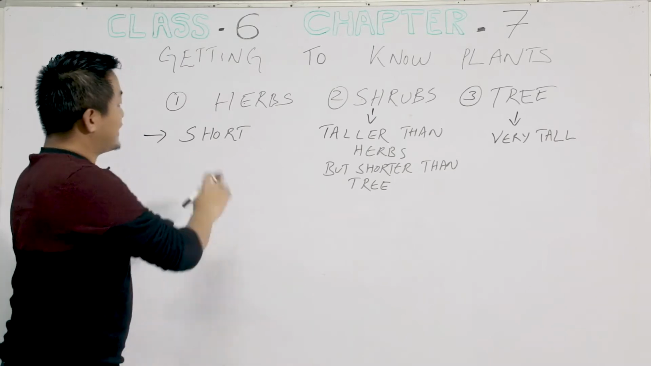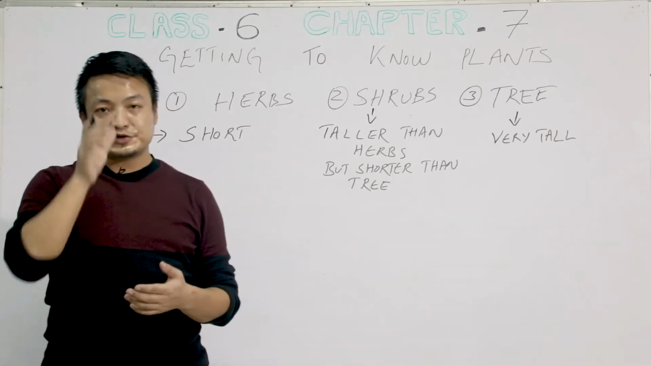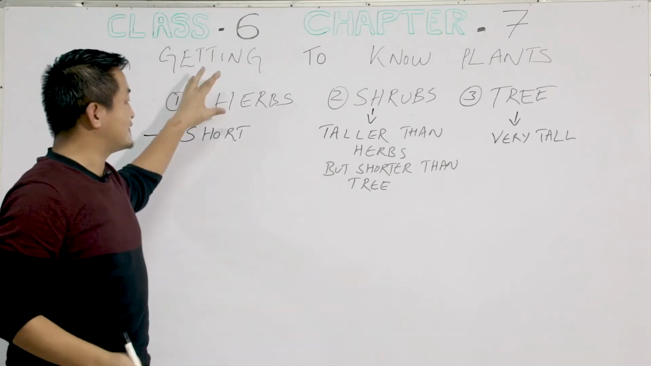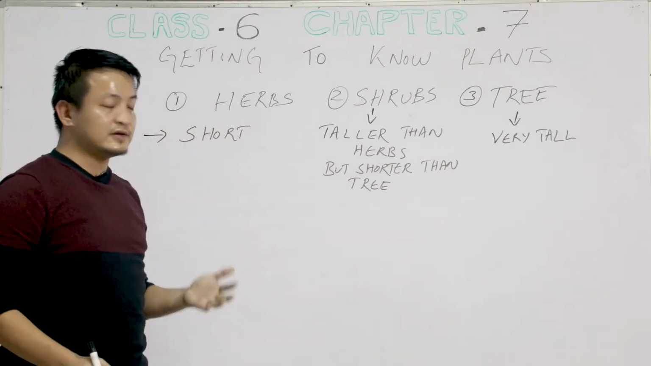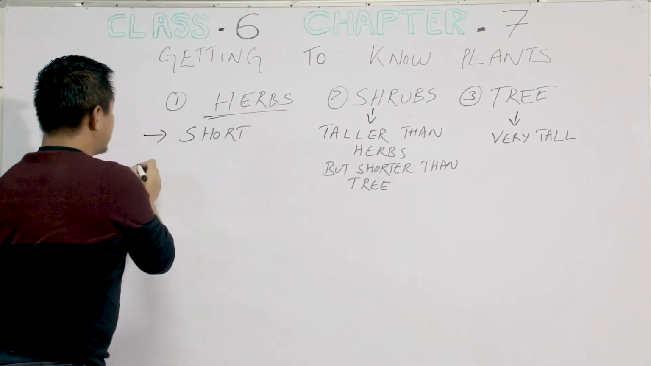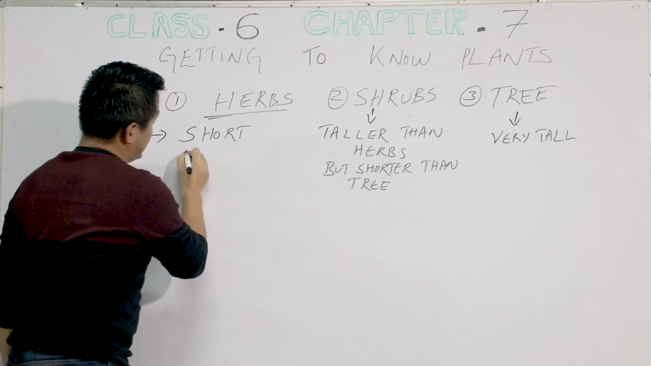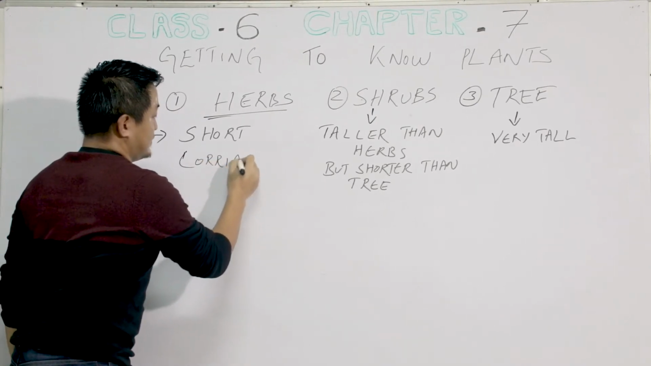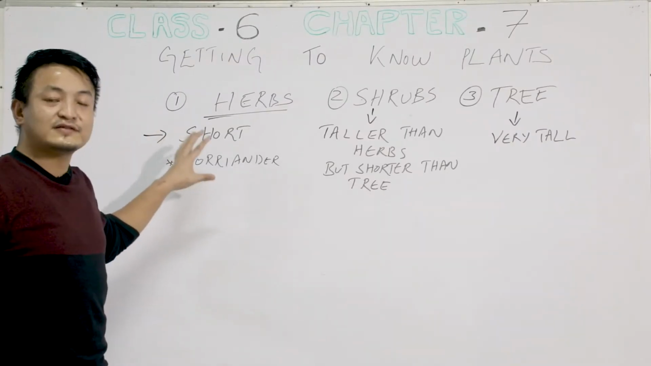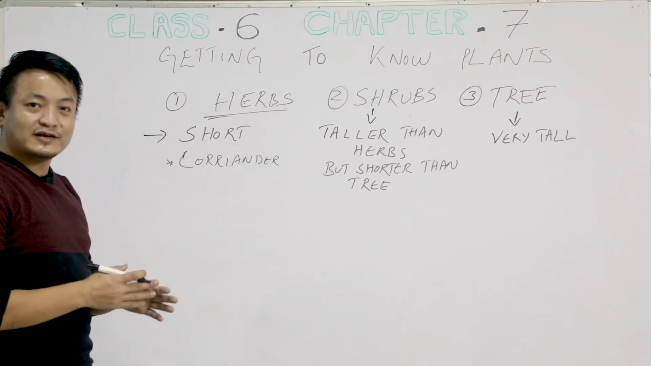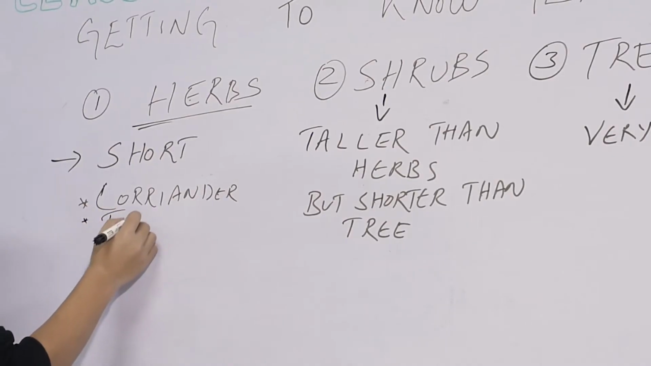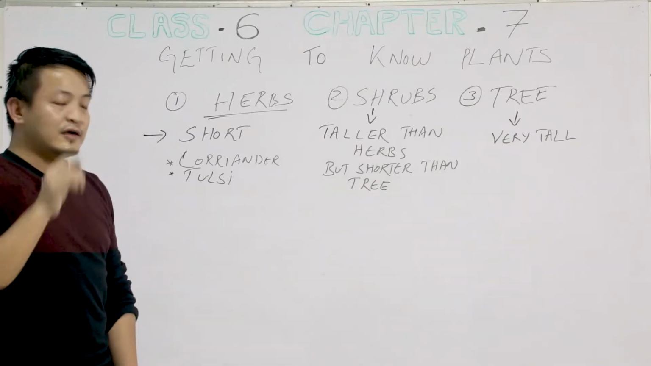Now, I'll give examples of herbs, okay? I'm sure you are familiar with coriander leaves, right? That plant is an example of herbs. And there are many, like the tulsi plant, or the neem plant. These are all examples of herbs. Coriander, the local name is dhania, okay? You have seen how it grows, right? They are very short. Now, I'll give another example, tulsi. Clear?